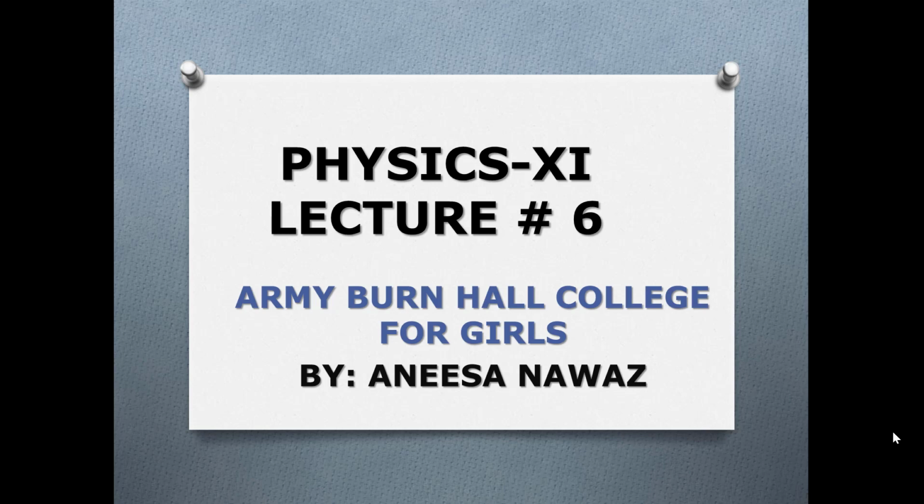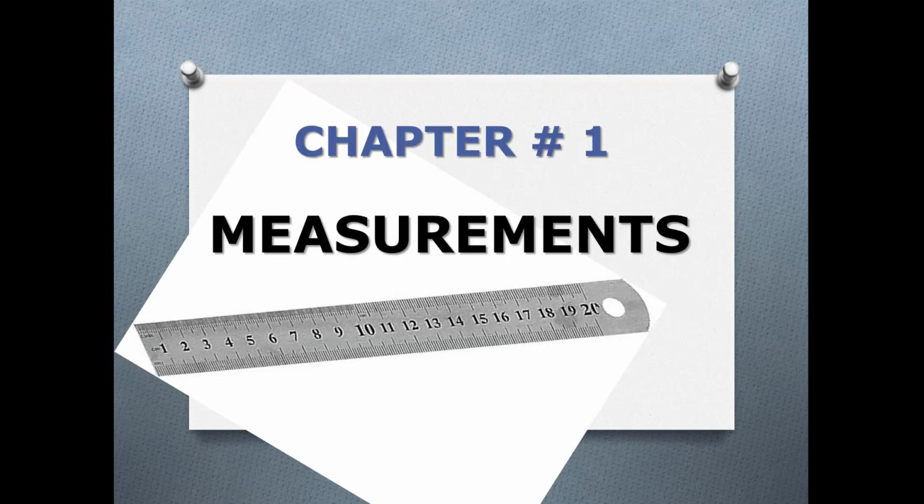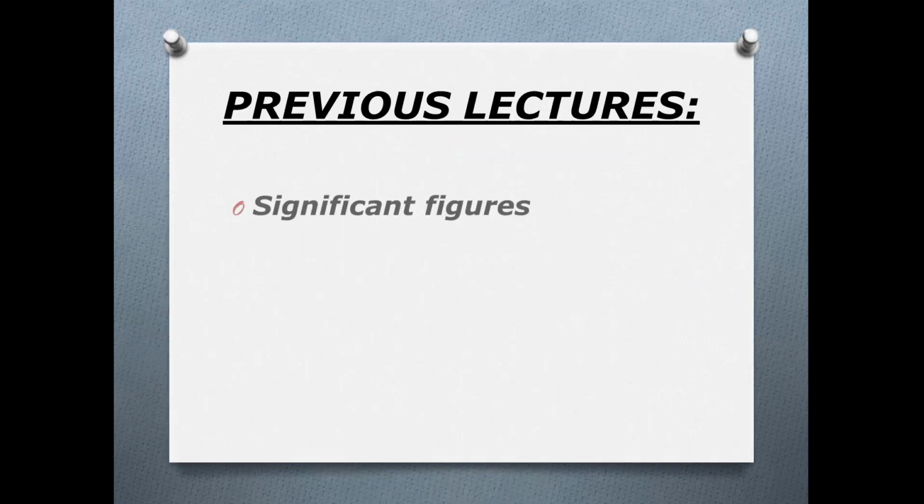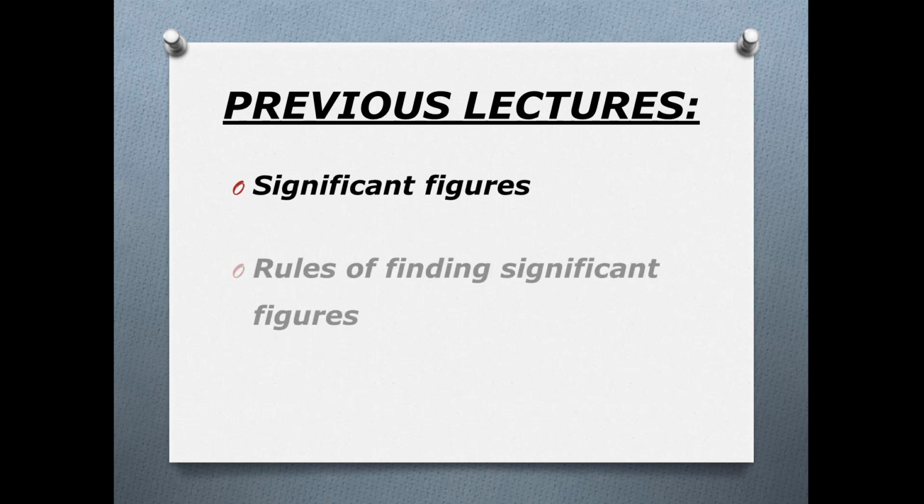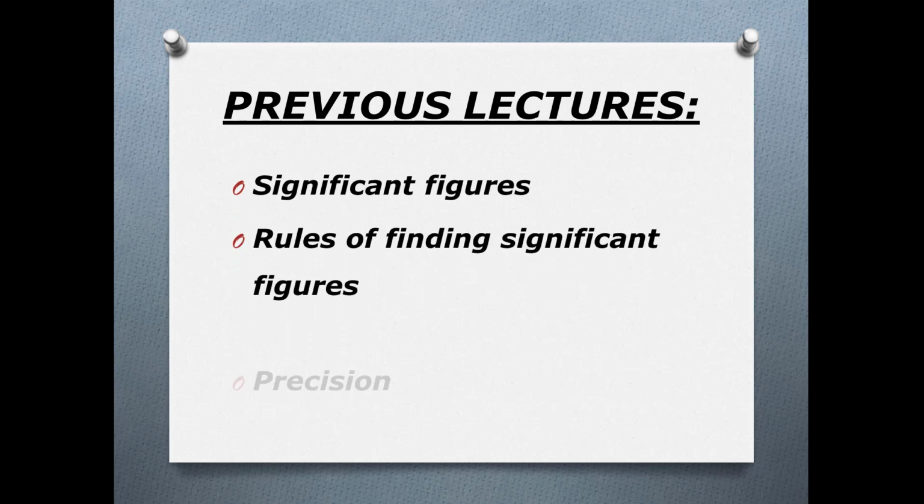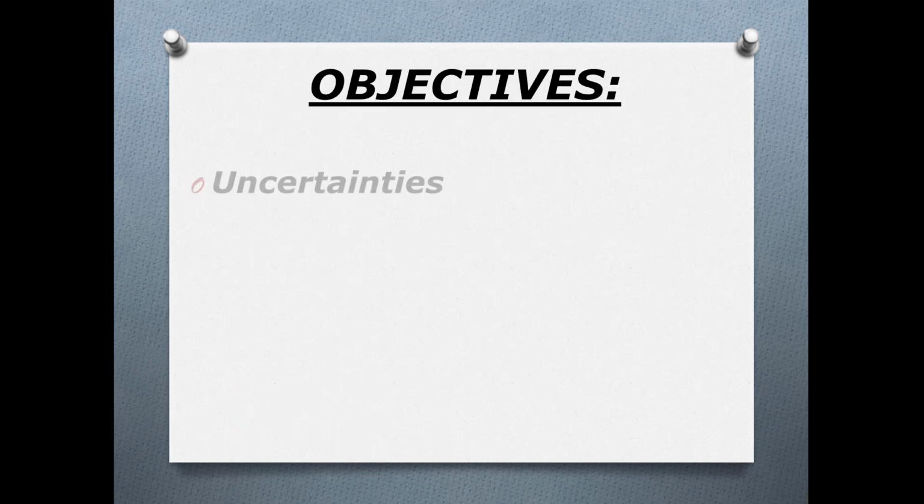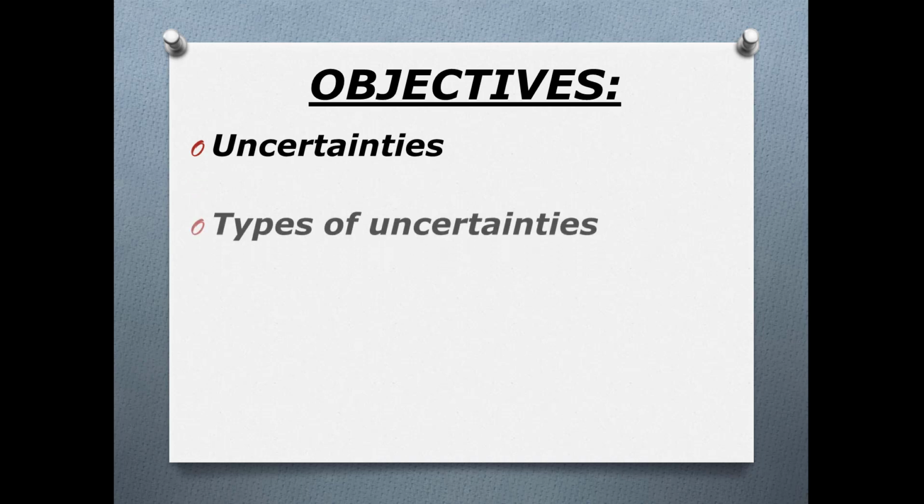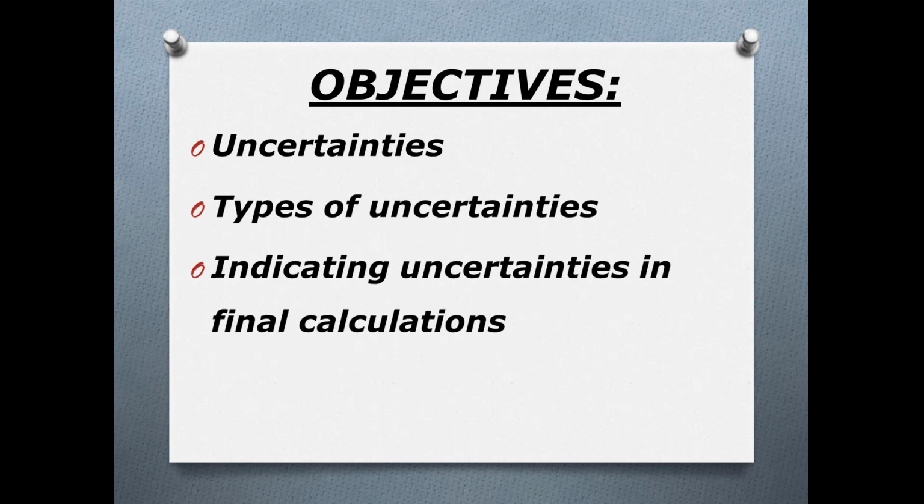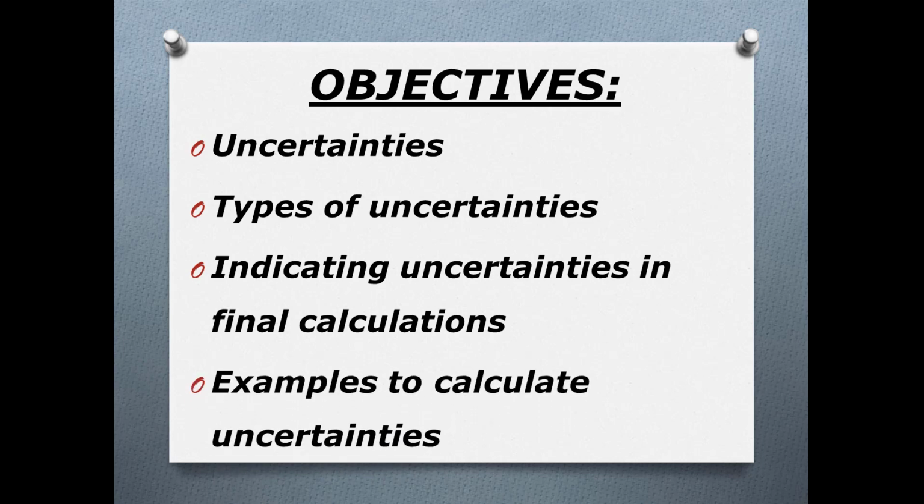This is our lecture number 6 from chapter number 1, Measurements. In the previous lecture we have discussed in detail about significant figures, rules of finding significant figures, precision and accuracy. In this lecture we will discuss about uncertainties, types of uncertainties, indicating uncertainties in final calculations, and some examples related to calculate uncertainties in the final result.